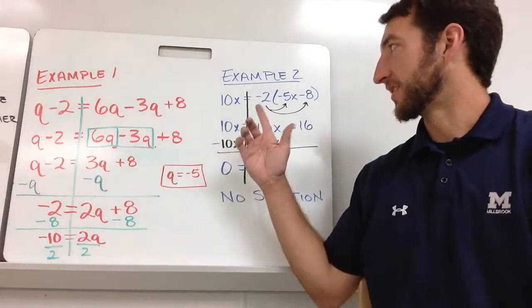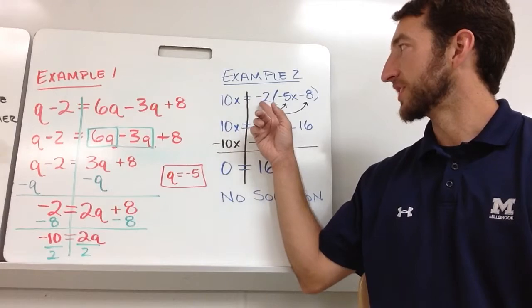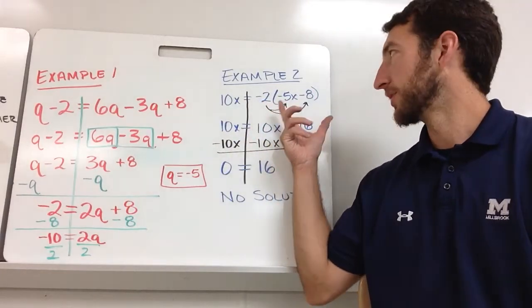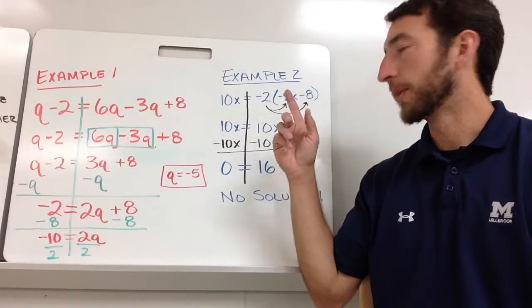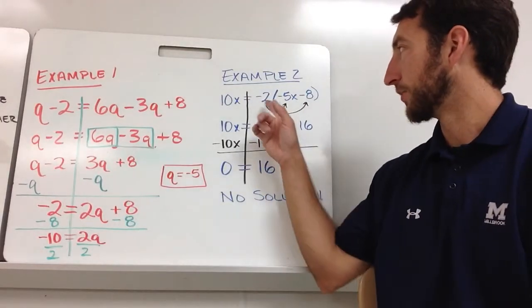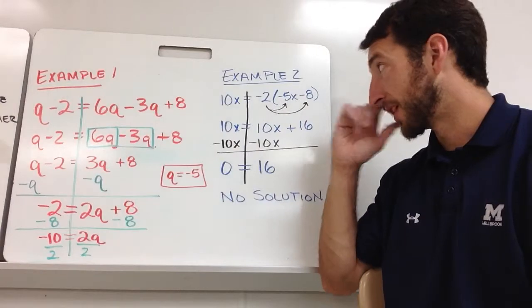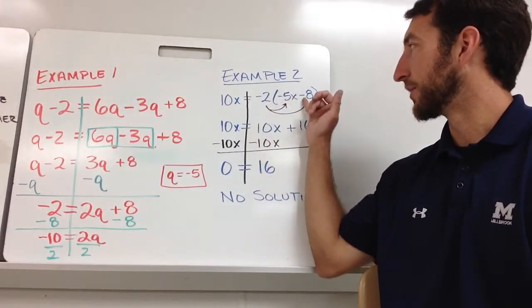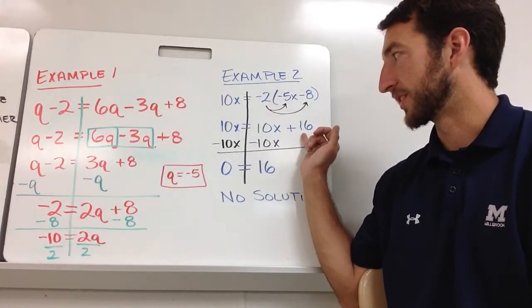All right, next example. We've got 10x equals negative 2 times, parentheses, negative 5x minus 8. Whenever you have parentheses, you want to distribute first. So I'm going to distribute the negative 2 times the negative 5. That gives me positive 10. And the negative 2 times the negative 8 gives me positive 16.